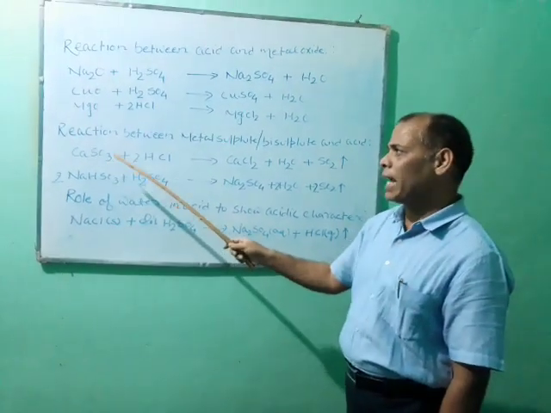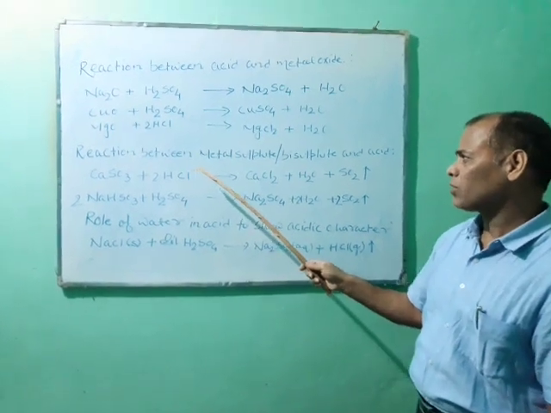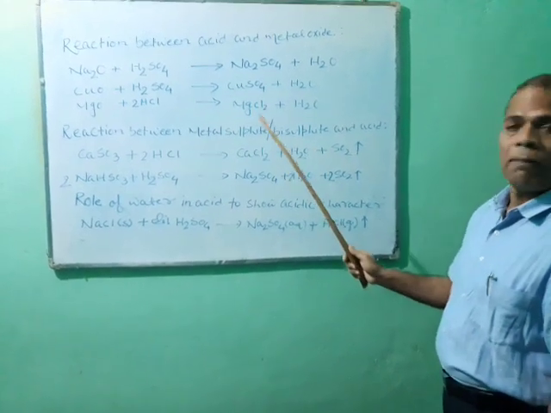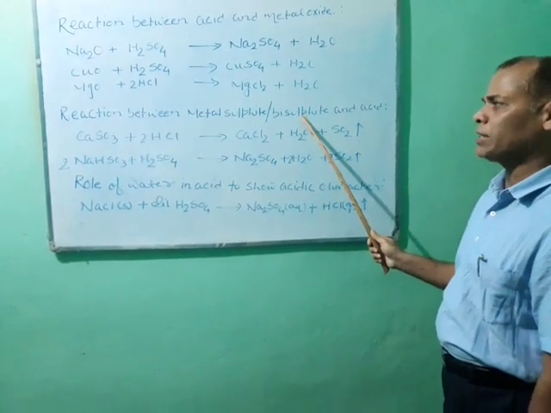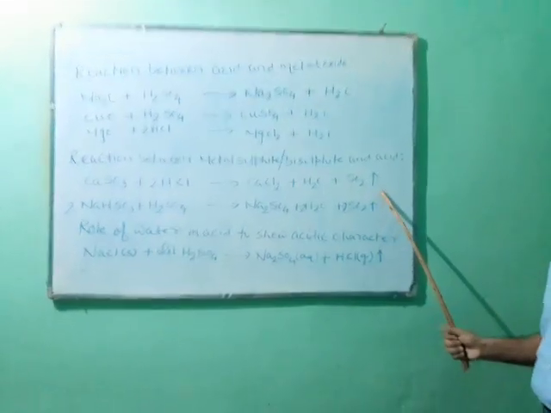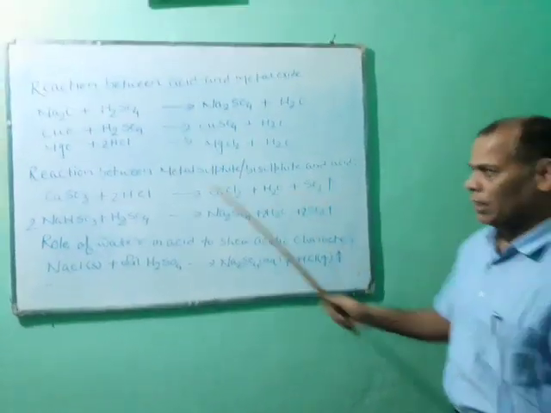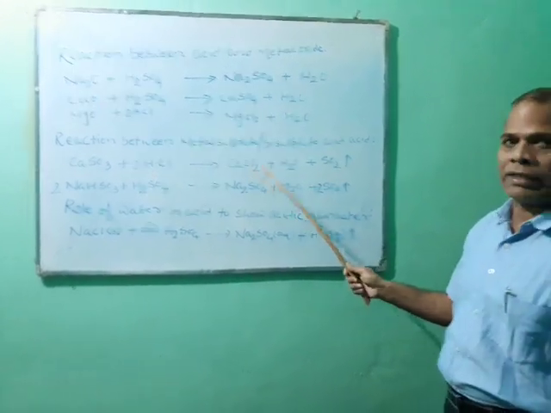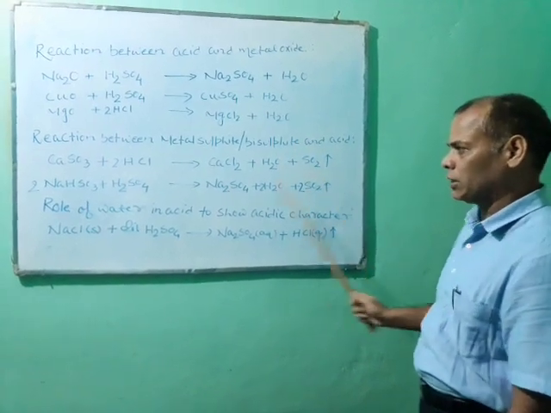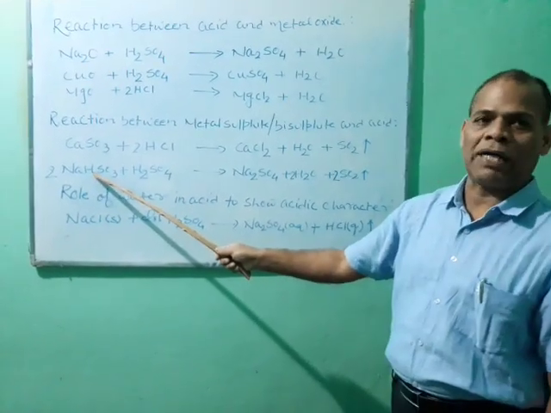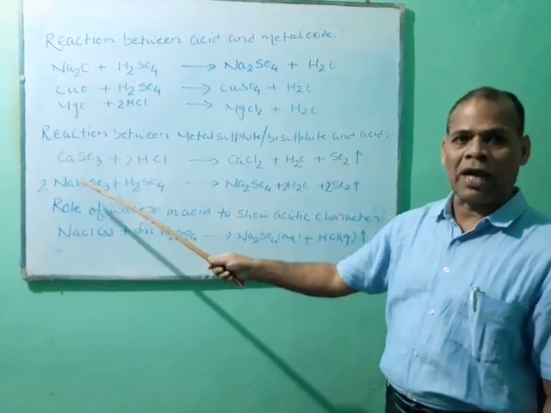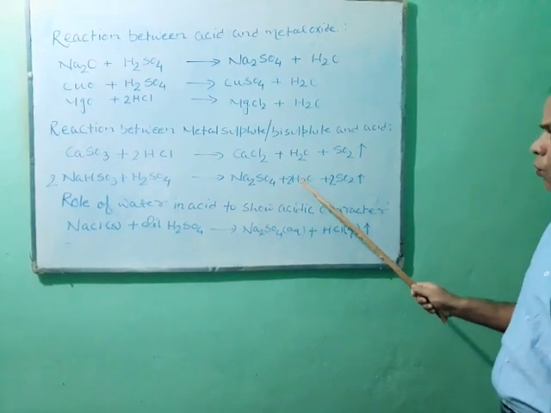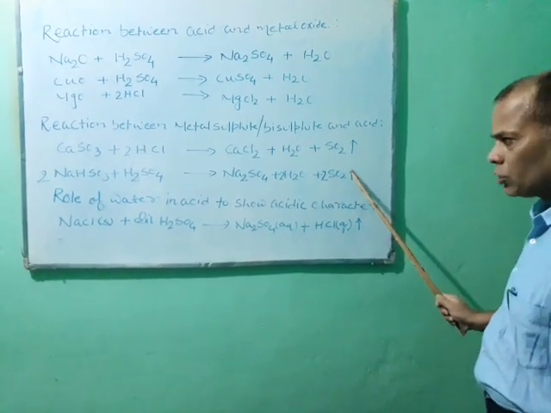Metal sulfite reacts with hydrochloric acid and evolves sulfur dioxide gas. Metal sulfite or bisulfite reacts with acid and evolves sulfur dioxide gas. Like calcium sulfite reacts with hydrochloric acid and forms calcium chloride, water and sulfur dioxide. Sodium bisulfite, also called sodium hydrogen sulfite, reacts with acid and forms sodium sulfate, water and sulfur dioxide.